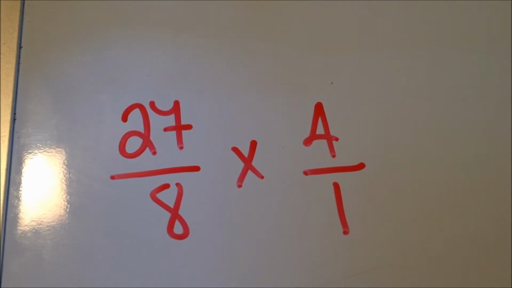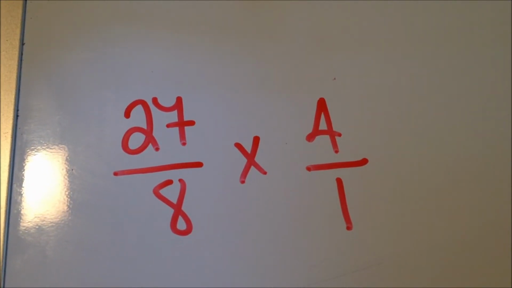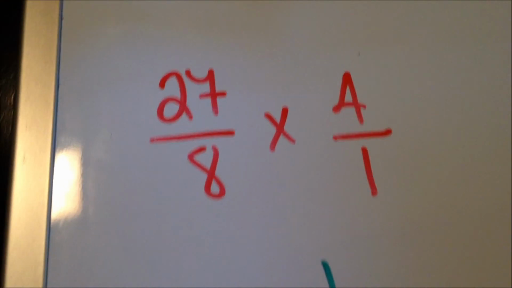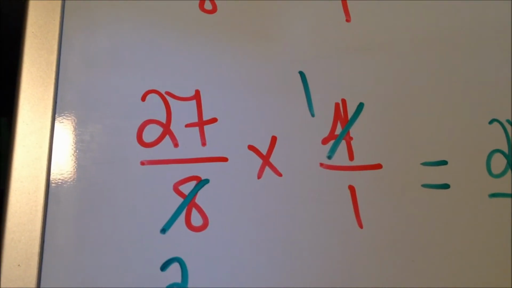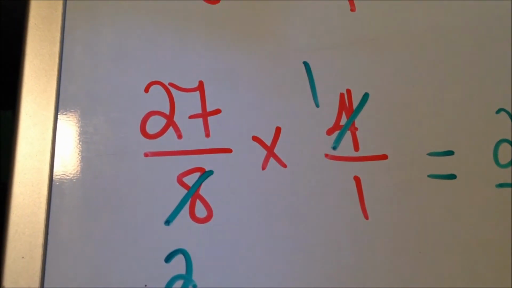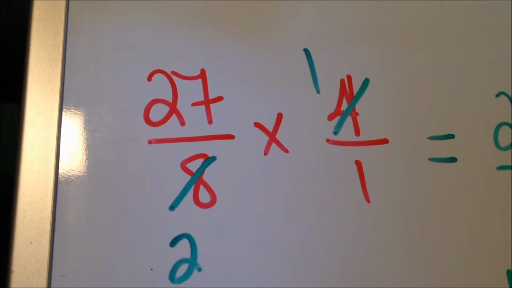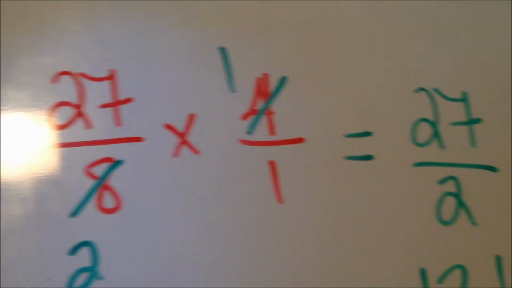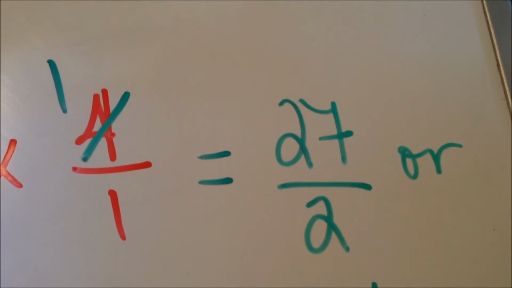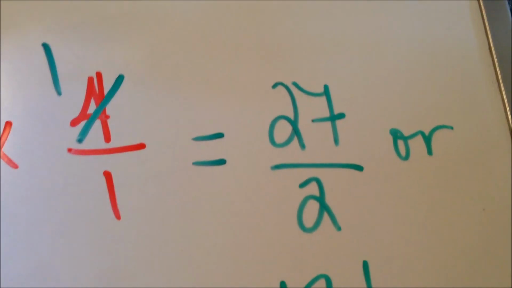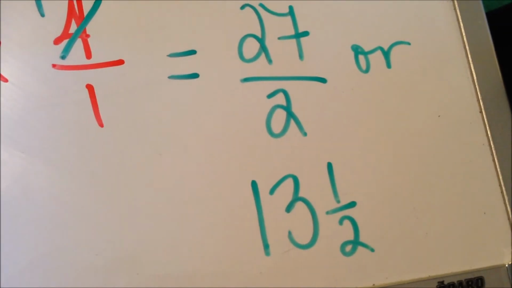Can we cross-reduce at all? Yes, 8 and 4 can cross-reduce. Both are divisible by 4. So we end up with 8 becoming 2 and 4 becoming 1. So we have 27 times 1 and 2 times 1. So we end up with 27 over 2. And if you would like to, you can write it as a mixed number, so 13 and 1/2.